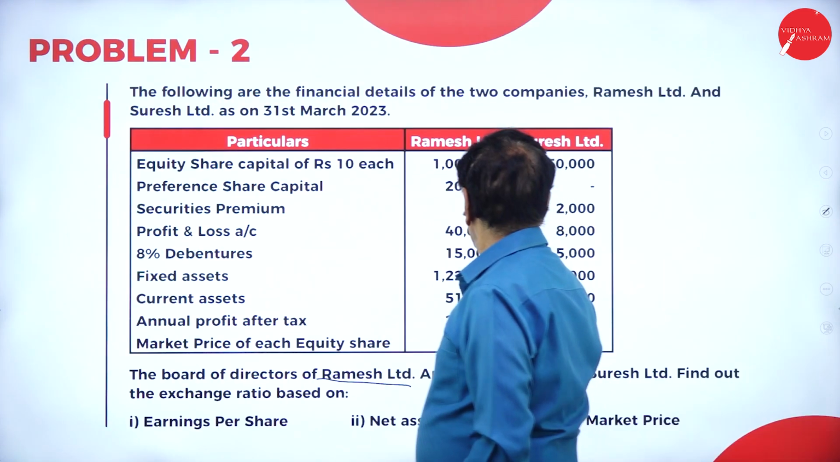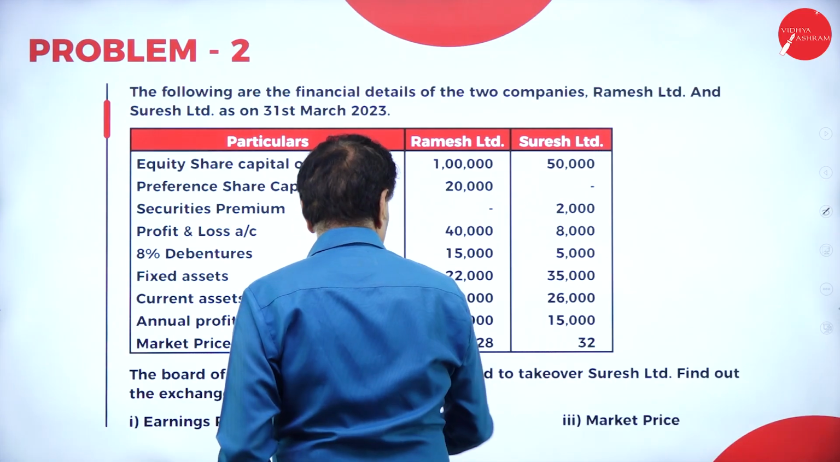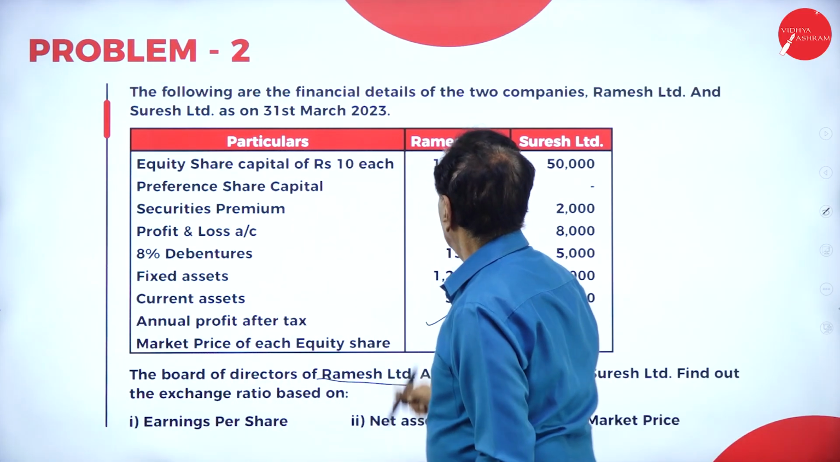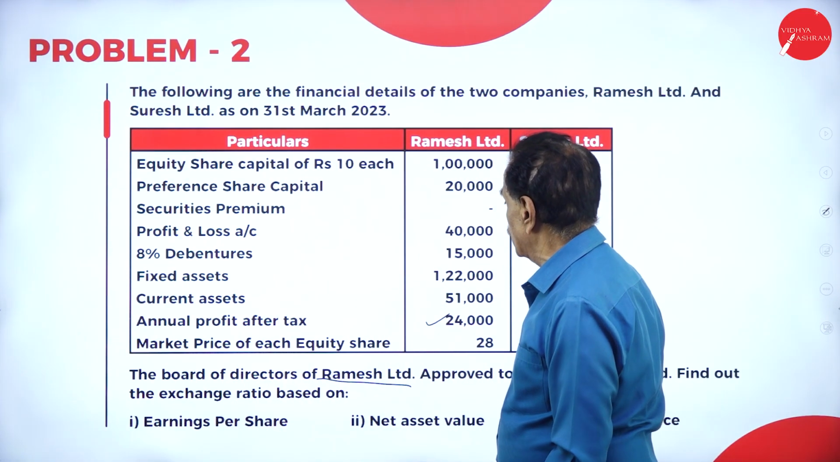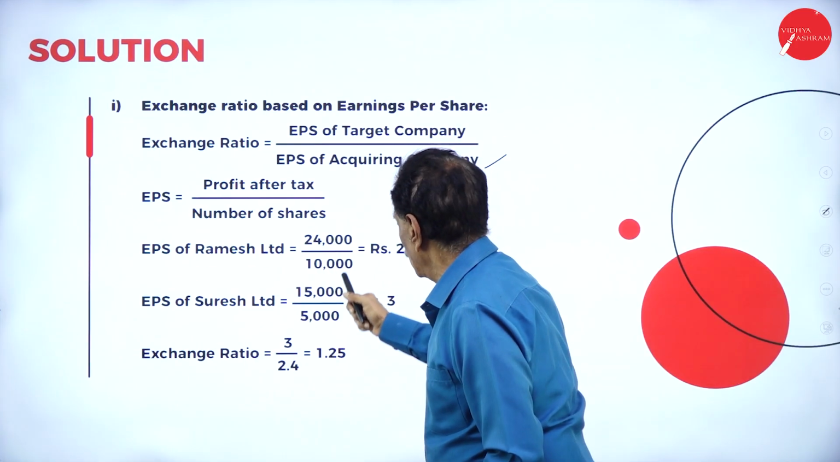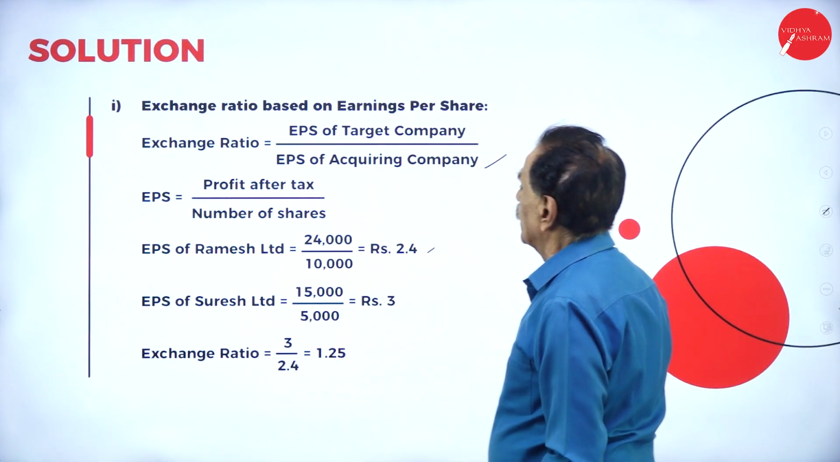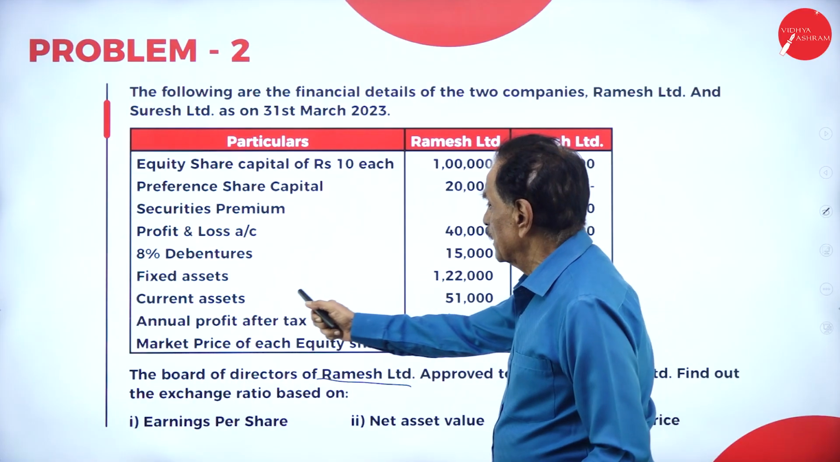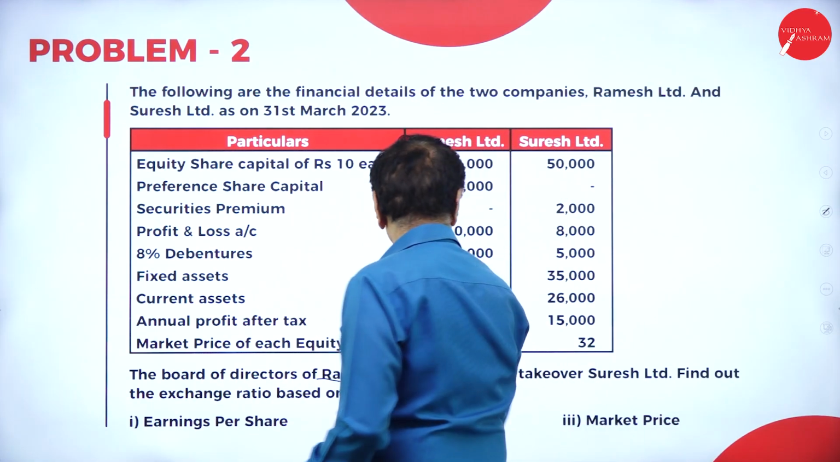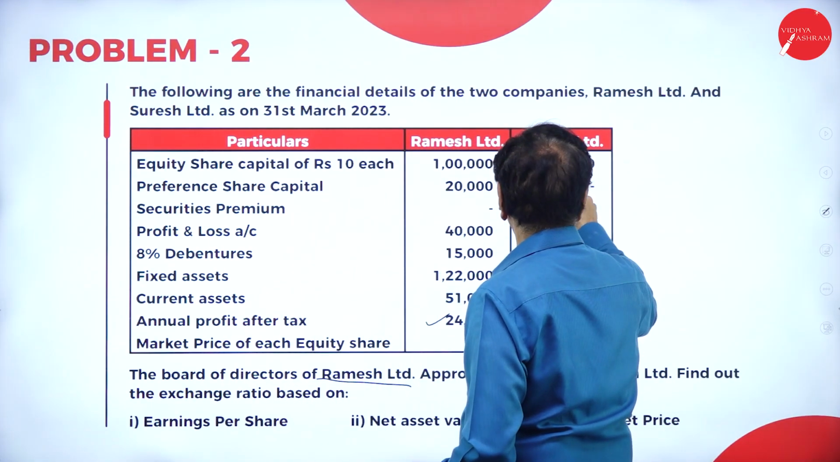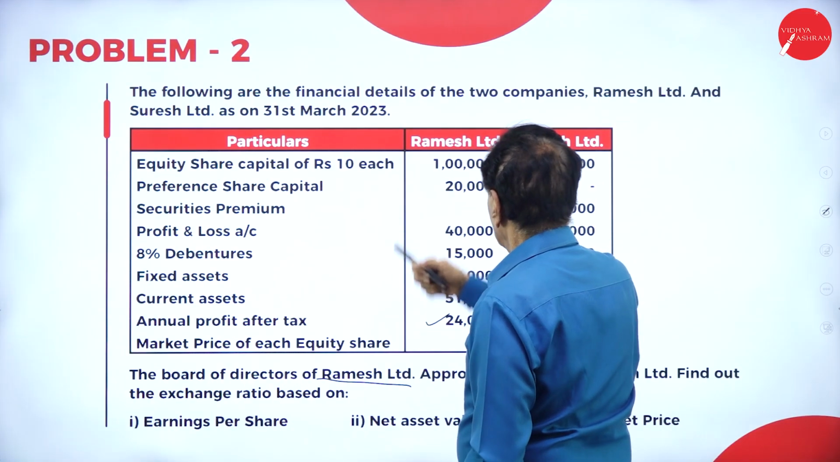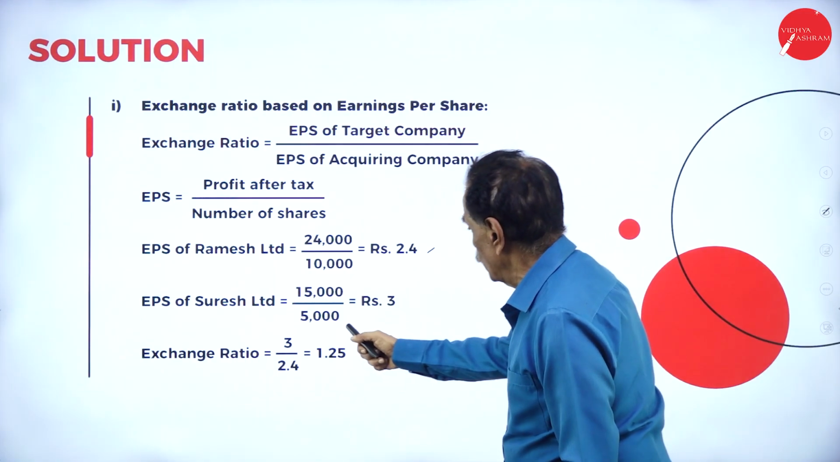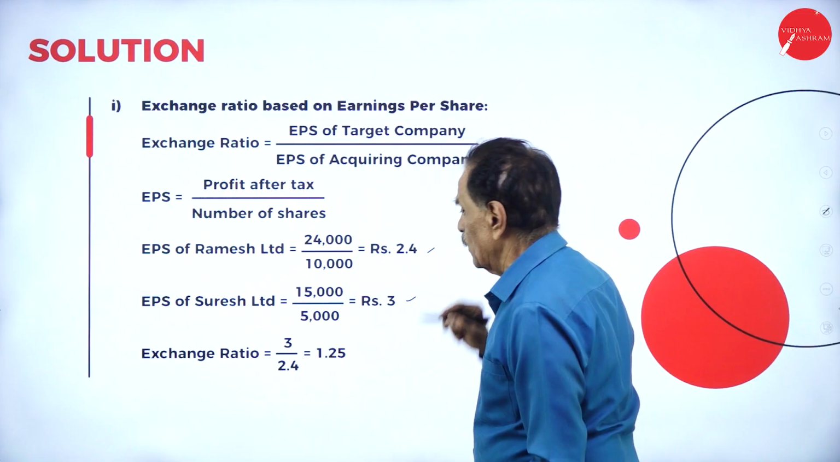Come back here. Profit after tax is 24,000. Number of shares: 1 lakh divided by 10 is 10,000 shares. 24,000 divided by 10,000 is 2.4. Then come back here. Annual profit 15,000 divided by 5,000. 50,000 divided by 10 is 5,000 shares. So it will work out to 3 rupees.